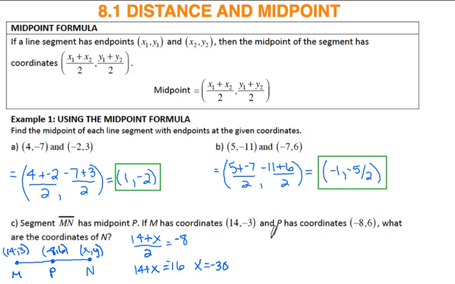Use that same idea to solve for y. So if I were to take my y-coordinates and divide by 2, that should equal 6. So I have negative 3 plus y equals 12, because I multiplied by 2 to get rid of my fraction, and I get y equals 15. So my ordered pair for N is going to be negative 30, 15.